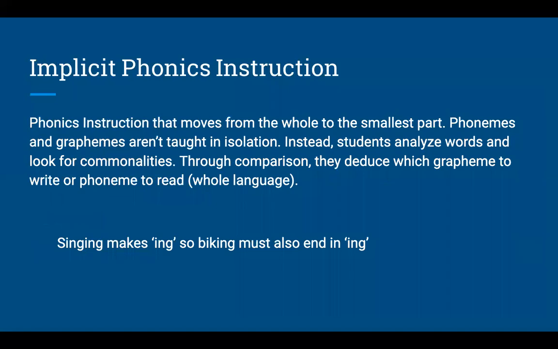So for phonics instruction, moving from whole to smallest part would be implicit. So phonemes and graphemes aren't taught in isolation. Students analyze words and look for commonalities. So that was our example there. So of course we're not outwardly teaching every single word, and not every single word is a sight word, but there are commonalities, and when they apply their understanding of those commonalities, or they knew how to pronounce a word part in a different word, they can carry that understanding into a new word.